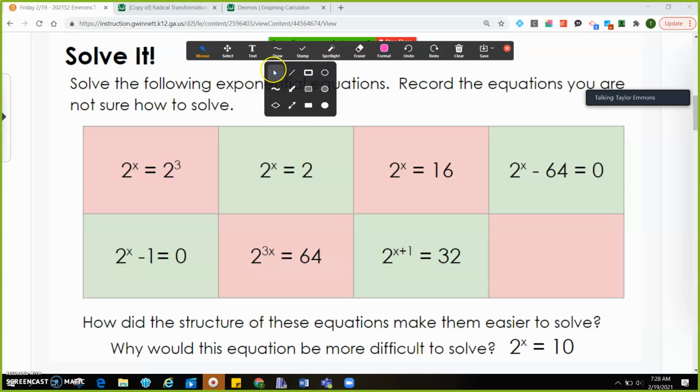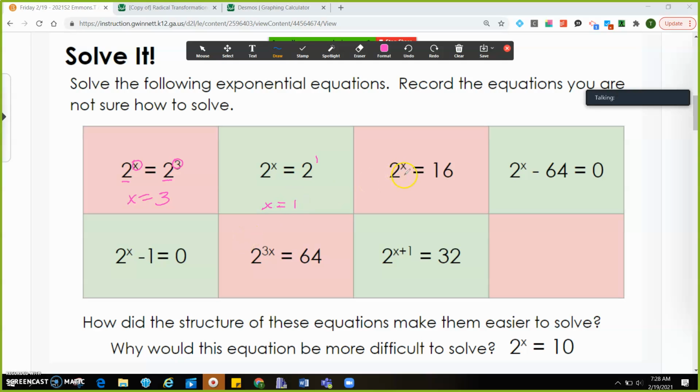So it says solve it. So solve the following exponential equations. Record the equations you are not sure how to solve. Okay, so obviously we see that these two bases are the same, which means that this exponent must be the same, right? So x equals 3.